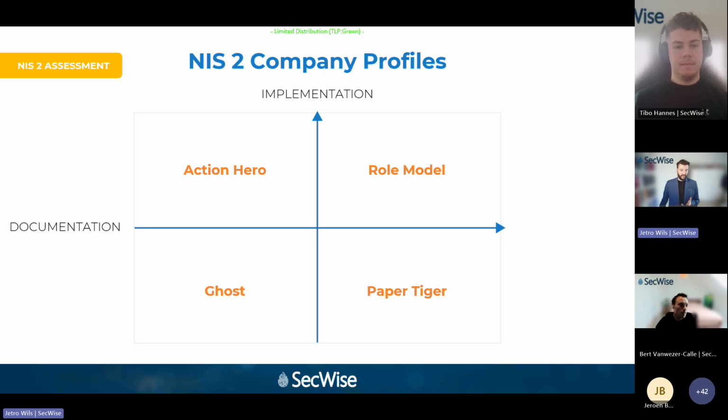And then, of course, if you are low on documentation and low on implementation, you're the ghost. There's nothing, right? I also see customers that have lots of documentation but nothing implemented. So it's the paper tiger: all the policies and huge documents full of paper. Nobody reads them, right? Or you have both. You are having good implementation, good documentation. You're the role model. Typically, what I see is most companies are in this quadrant. Their IT team is doing the best they can, but there's no governance around them. So low on documentation but high on implementation. So that's action heroes, right? So NIS2 says you need both, right?